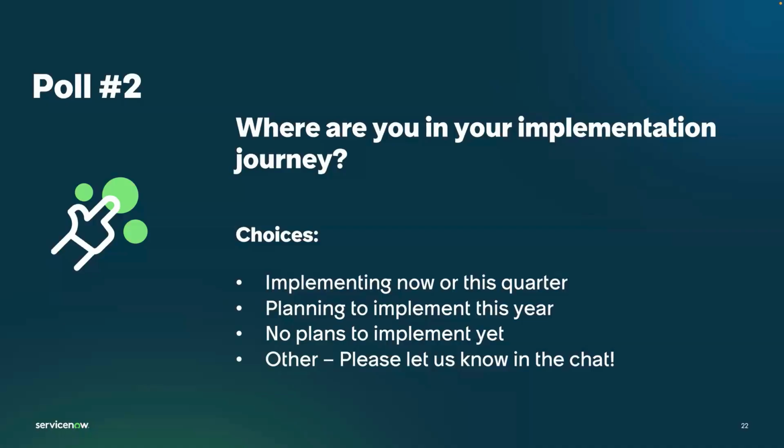So whether it's now, or in this quarter, or maybe by the end of the year in Q4, no plans, or something else, let us know in the chat. It's always good to see where people are at. It looks like most people are in the thick of it, so implementing now or in Q3. And then we know that it's a journey, so some are planning to implement later this year. And if you don't have plans, that's okay too. Hopefully this will help you come up with some of those plans and bring them back to your teams.